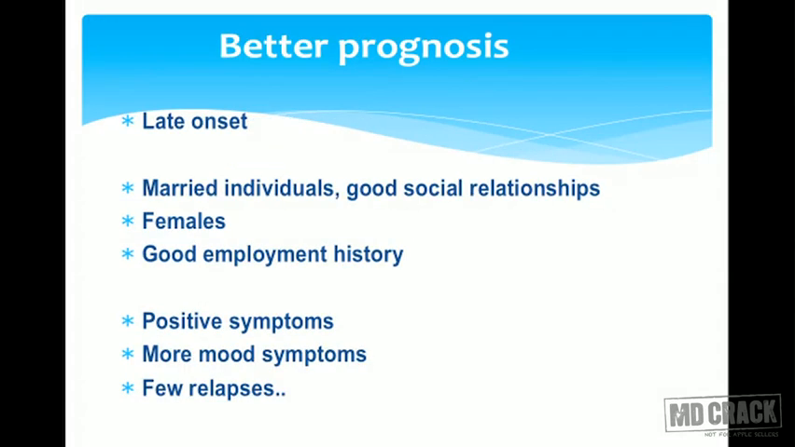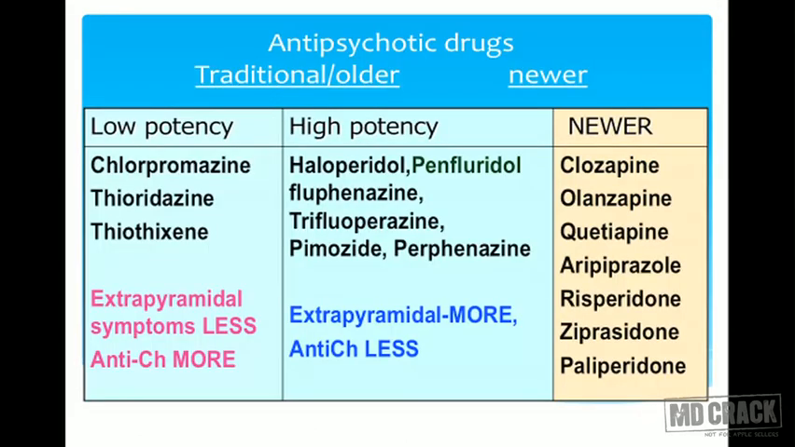When do you get a better prognosis in schizophrenia? Schizophrenic patients have a better prognosis if the onset of schizophrenia is at a comparatively late age, in married individuals and in those having good social relationships. Then in females, the prognosis is better. If the patient has a good employment history, prognosis is definitely better. And more positive symptoms, more mood symptoms, and few relapses. These are some important features when the patient is likely to have a better prognosis.